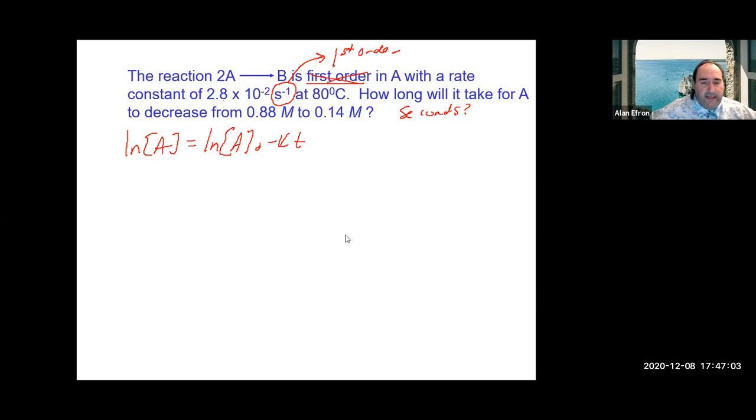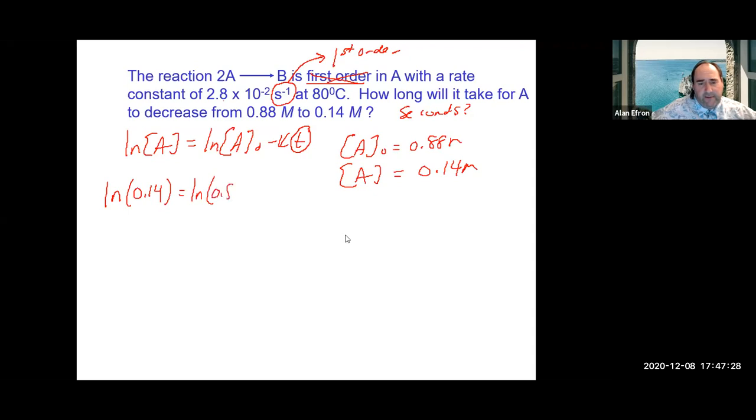We have our initial and our final concentration, initial being 0.88, final being 0.14. It's a reactant, so it's decreasing with time. And we want to know how long it will take, so we're looking for t in this case. So basically we have the natural log of 0.14 is equal to the natural log of our initial 0.88 minus our rate constant, which was 2.8 times 10 to the minus 2, times t.